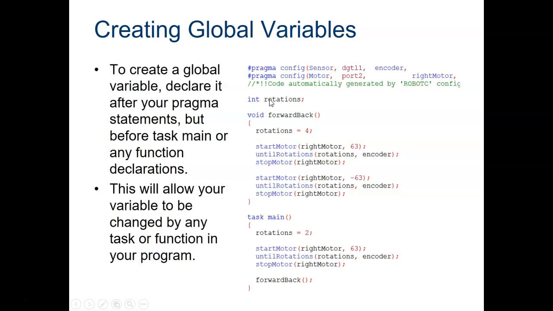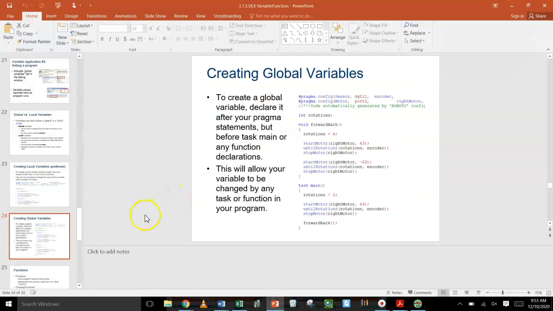And here you're getting a little preview of what are called functions. See how there's the task main function right here? And now they made another function called forward back. We're going to get to that in the next video, but suffice to say, this is a global variable. Here's your task main. If you make it outside the task main, that means it's going to be a global variable.